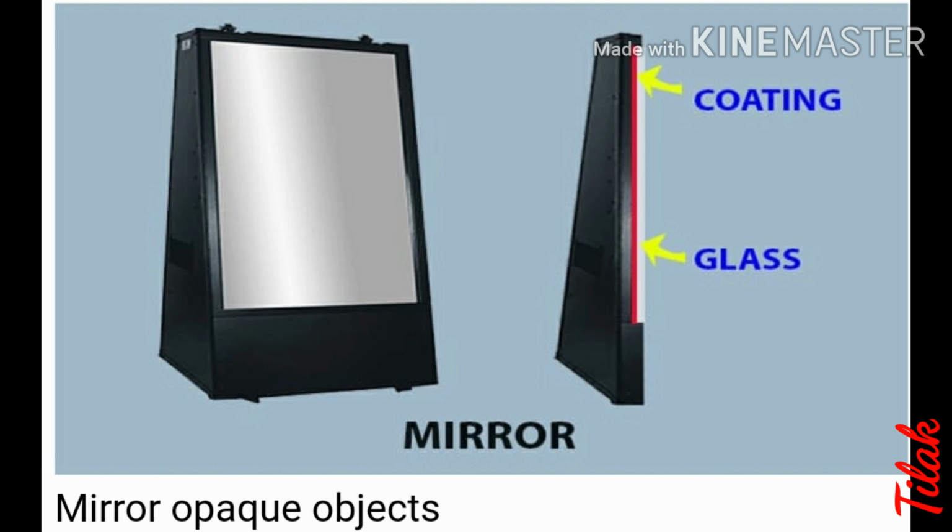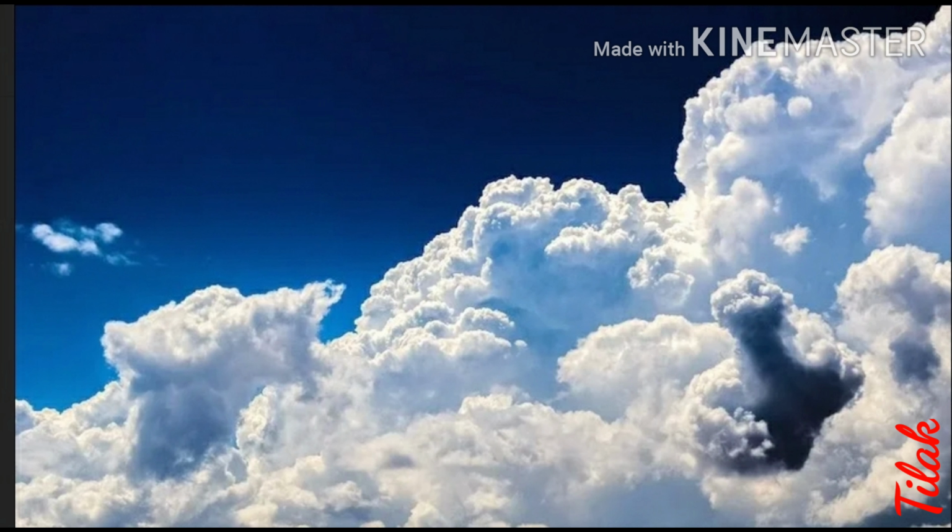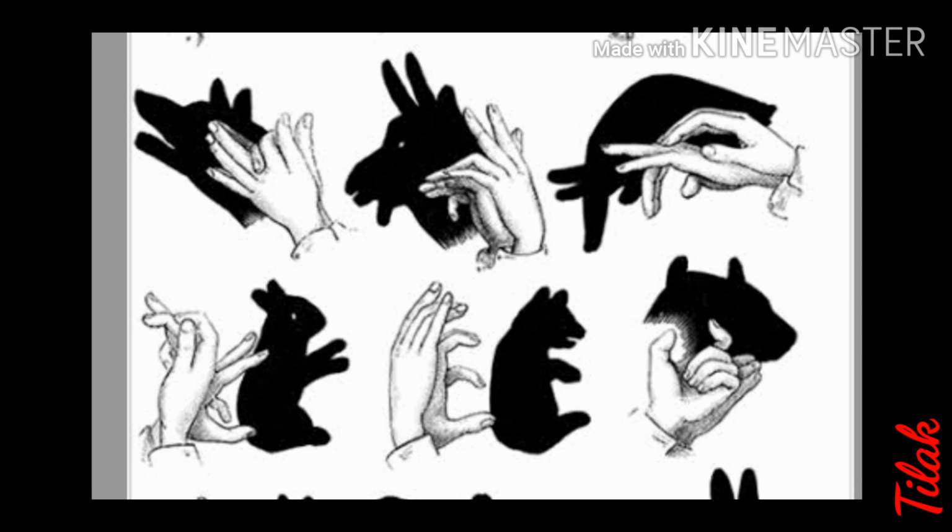Now children, time for today's question. As you can see, the mirror is classified as an opaque object although it is made up of glass. You have to mention in the chat box why. Why are clouds translucent? Now children, it's time for you to explore and enjoy.